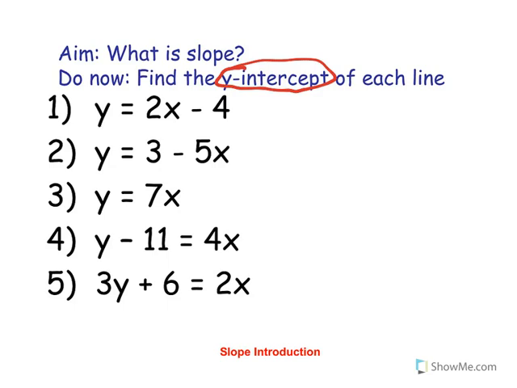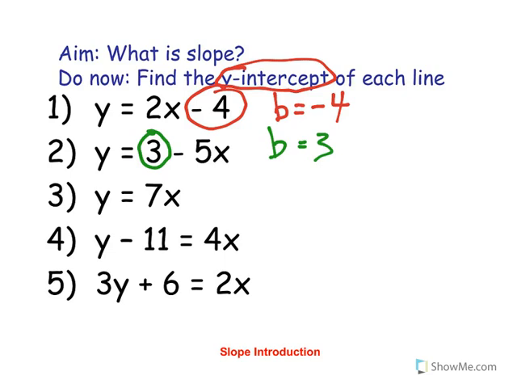So the first one is great. It's solved for y. I'm going to say, where's my constant? My constant is -4. So b equals -4. That's about as easy as it gets. Second one is almost as easy. Some of us are going to get thrown off by the -5x, but remember that's 3 minus 5x. That negative means the 5x is negative. The 3 is positive. Positive 3, and then -5x. So my b, or my y-intercept, is going to be 3.